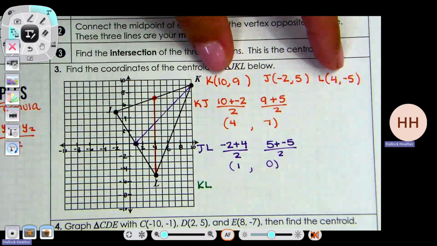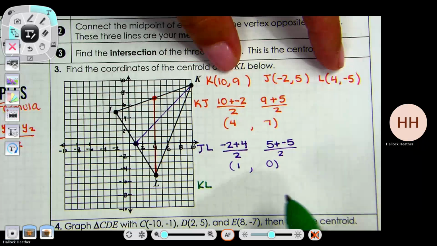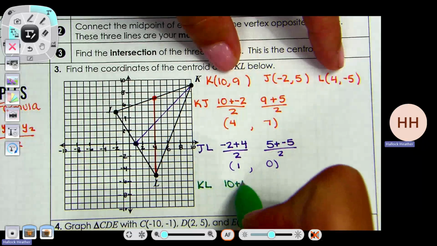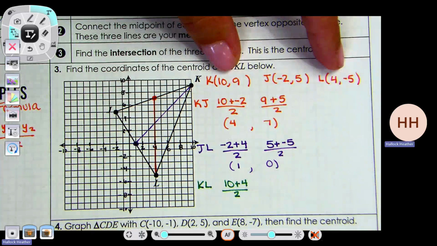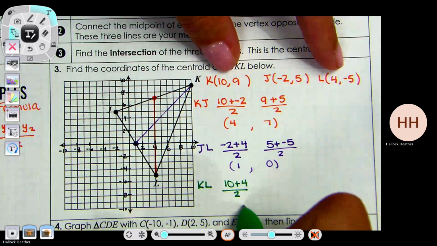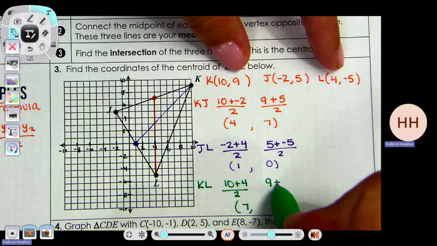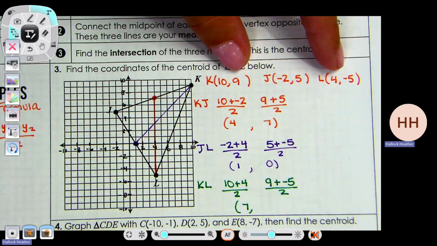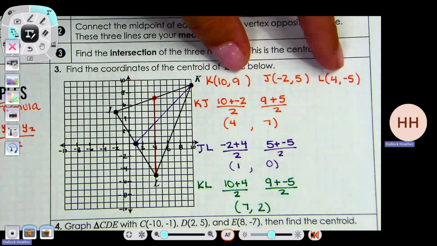If I look at my x's, what two numbers are being added together? 10 and 4. If I add them in my brain, 14. 14 divided by 2 is 7. My y's, I'm adding 9 and -5, which is 4. 4 divided by 2 is 2. So we're going to plot it. It should fall on the last side, and we're going to connect it to the opposite vertex.